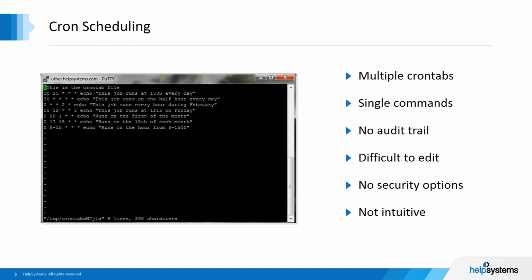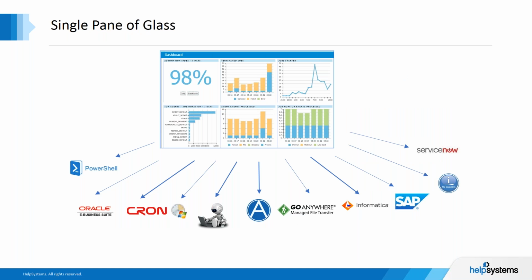So again, cron is great if your schedules are simple. There aren't any dependencies, and they're all time-based. But if you have any more complexity within your schedule, then it really is worth it to take a look at an enterprise scheduler, such as Automate Schedule. So let's take a look at it.